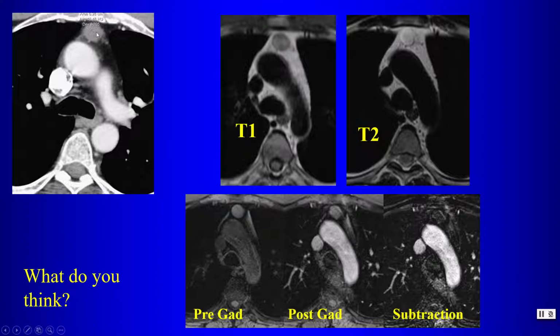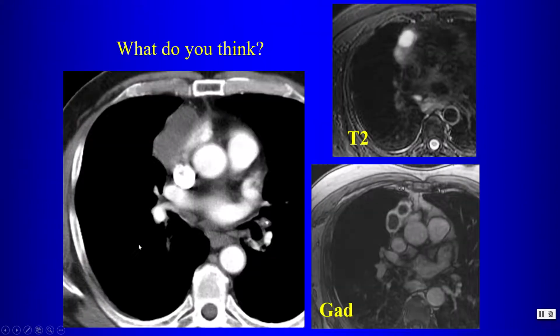Thymic cyst can be higher than fluid signal on T1 weighted images and also higher than fluid attenuation on CT. So this is where MR with contrast, looking for contrast enhancement or lack of contrast enhancement, can be very helpful for diagnosing a thymic cyst.